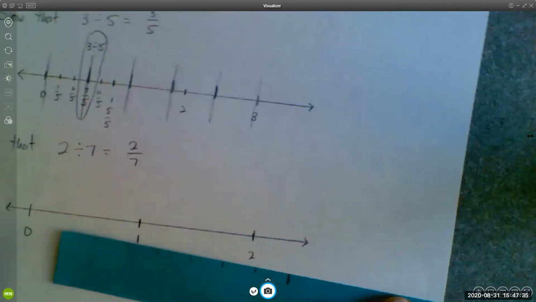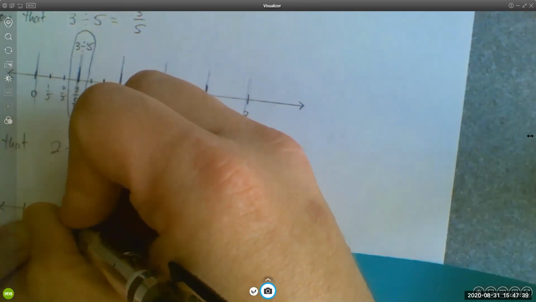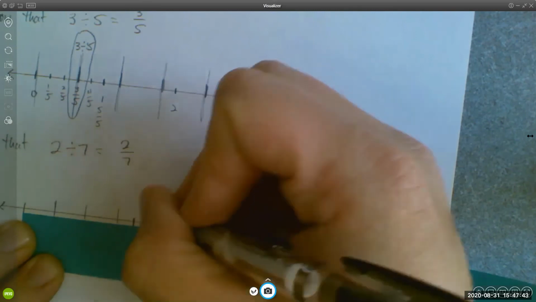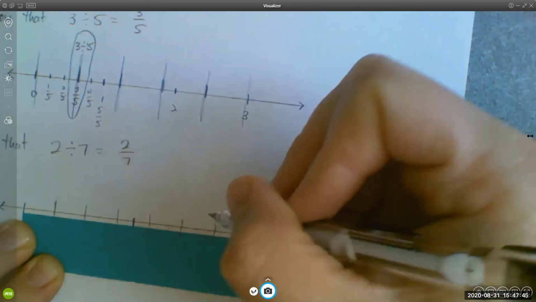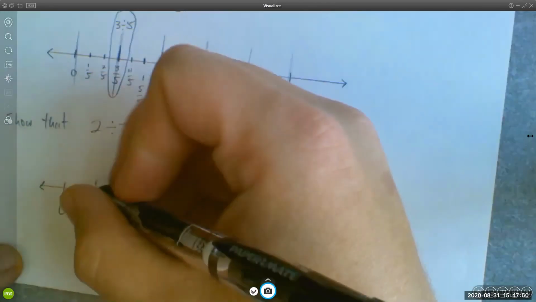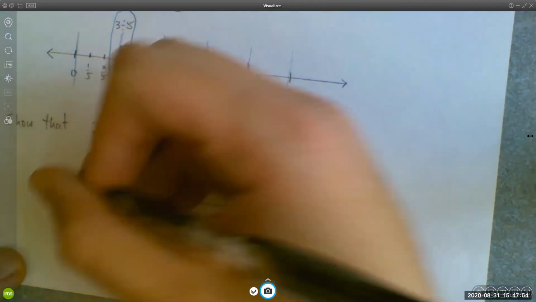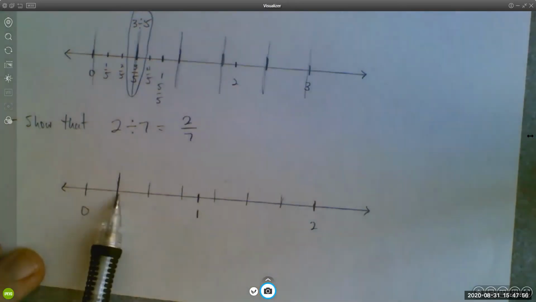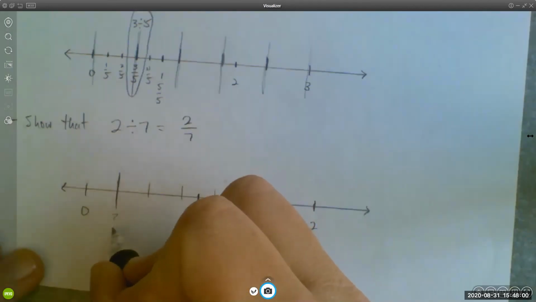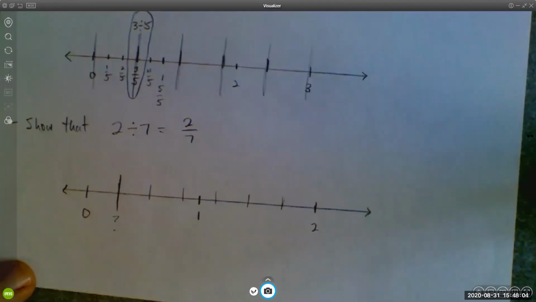And I can put that on here now. So there's 1 division, another one, another one, another one, and so forth. So this splits the space between 0 and 2 into 7 equal parts. And the question is, what is the distance from 0 to that mark? What is this number right here? Well, my claim is that that number is 2/7.